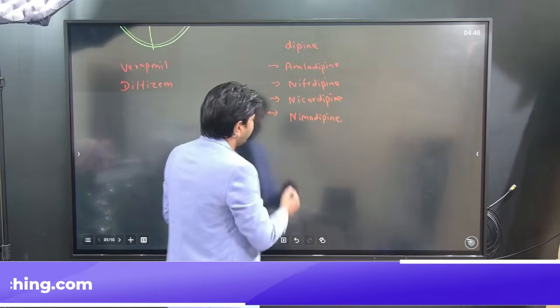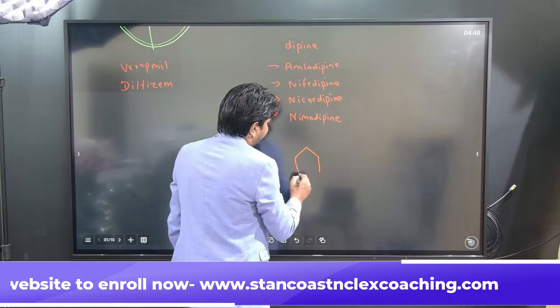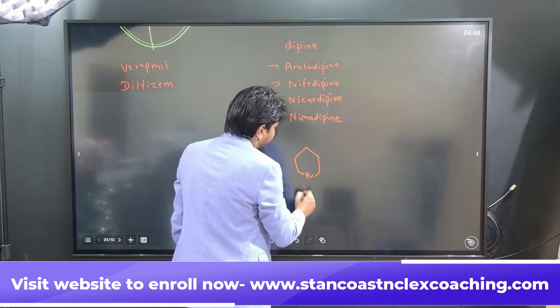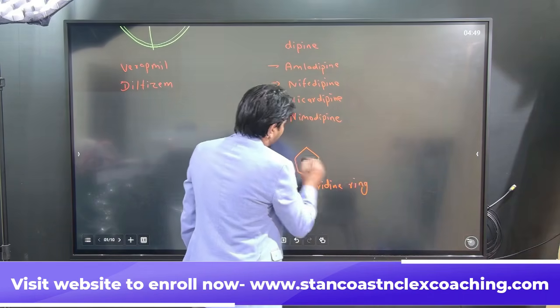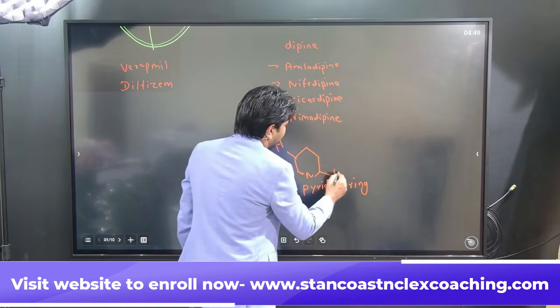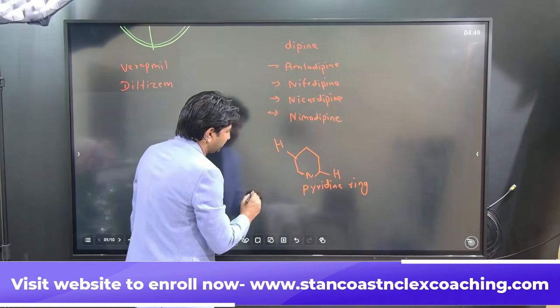All the dipine calcium channel blockers contain a structure like this. And this is called a pyridine ring. And on this pyridine, there are two hydrogens. This means for two, we use the word di.